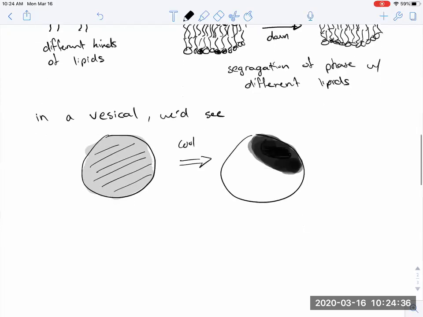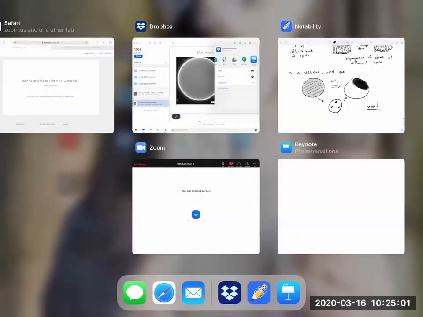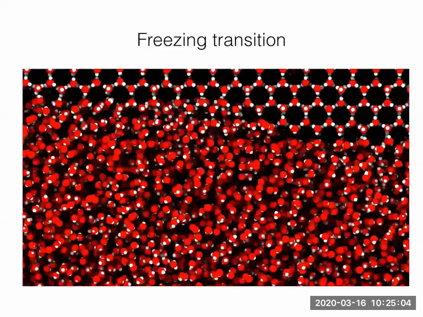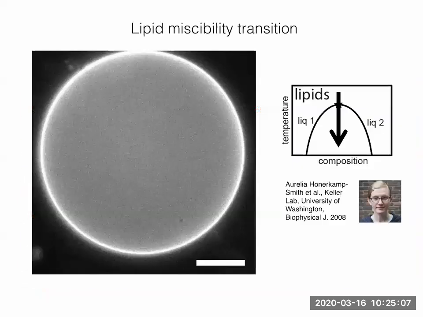Now, mind you, this is a slow process, just like oil and water separating. It takes time. And what we're likely to see at intermediate times are little droplets of one phase as they begin to grow into one big macroscopic domain. And so there's a group at the University of Washington led by Sarah Keller, which have actually made measurements on this sort of system. So here's an example of one of those vesicles. This is called a giant unilamellar vesicle, a giant vesicle.